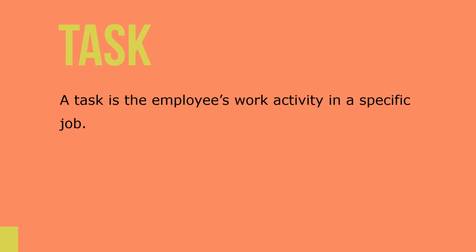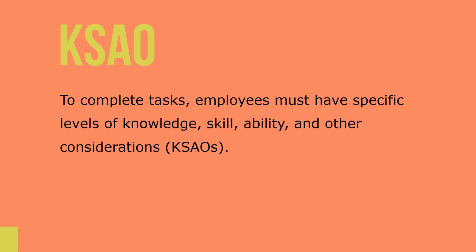A task is the employee's work activity in a specific job. To complete tasks, employees must have specific levels of knowledge, skill, ability, and other considerations known as KSAOs. Knowledge includes facts or procedures, like the chemical properties of gold. Skill indicates competencies in performing a task. Negotiating is a skill in getting another person to agree with a certain course of action.